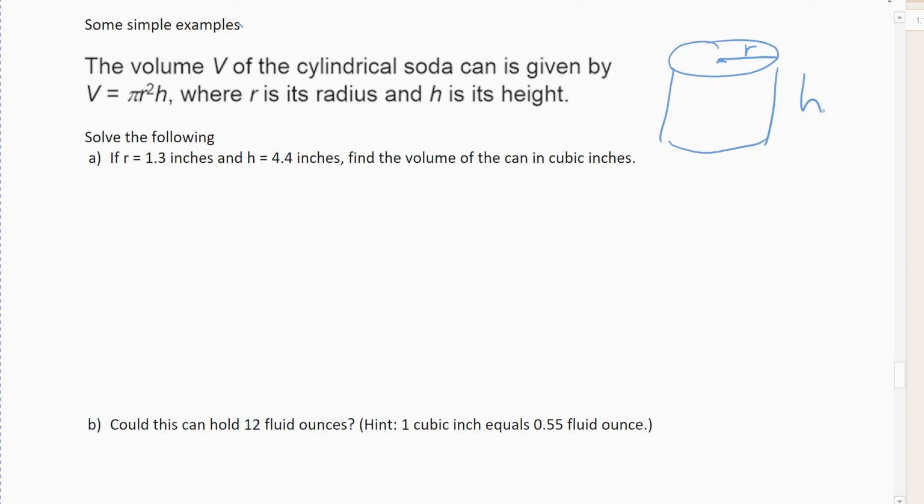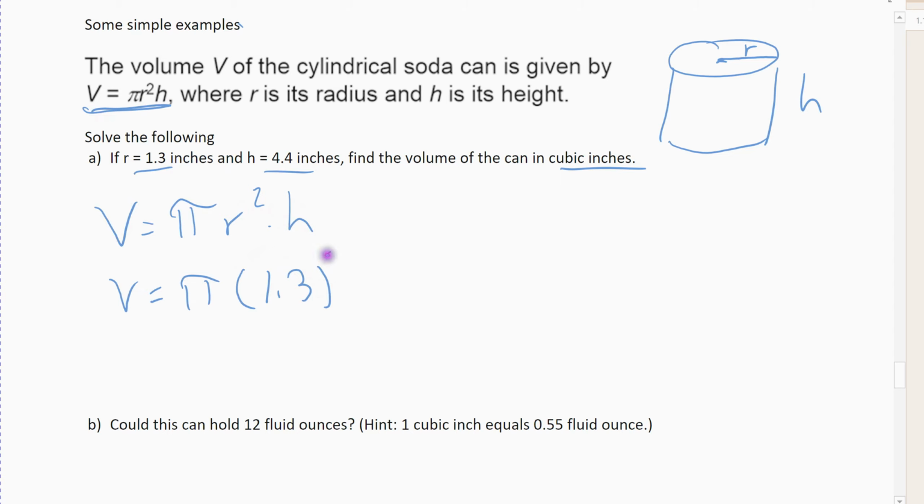Alright, so solve the following. If we measured our can and it had a radius of 1.3 inches, and the height of the can was 4.4 inches, find the volume of the can in cubic inches. There's my units. I read it, I understood the information I'm given, so now we're just going to solve using the formula, and they actually gave us the formula. So volume is pi r squared times h, and you just plug the appropriate numbers in the right spot. So volume is pi, my radius squared, my radius was 1.3 squared, and then multiplied by my h, which is 4.4. And you could type all that out.